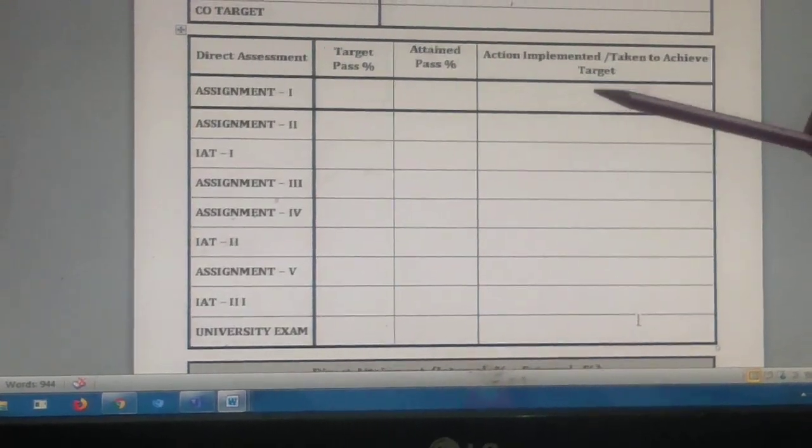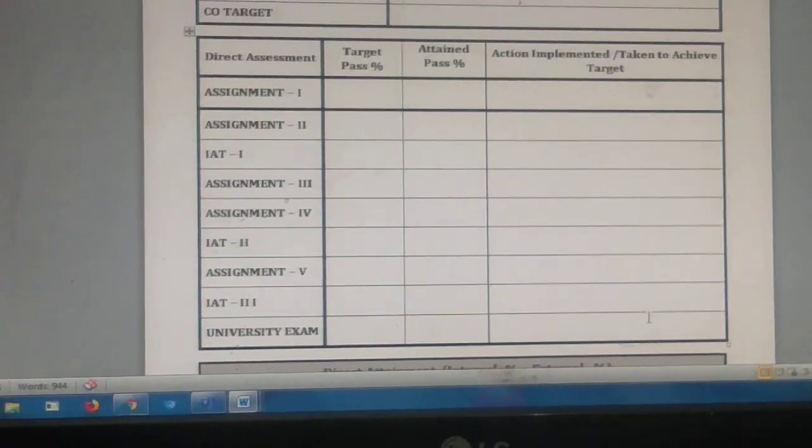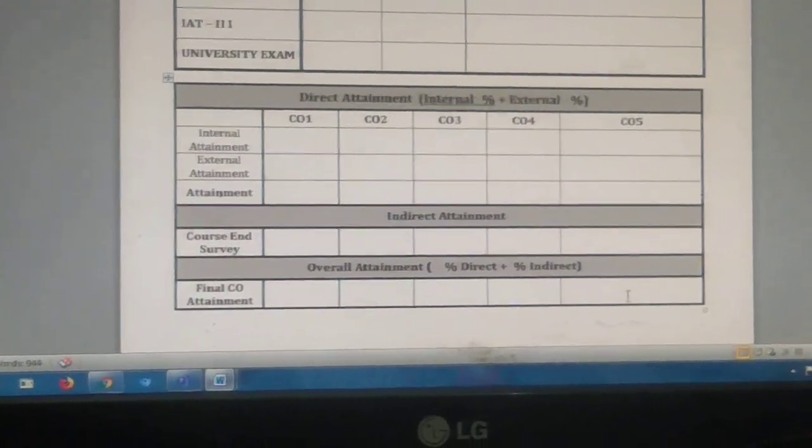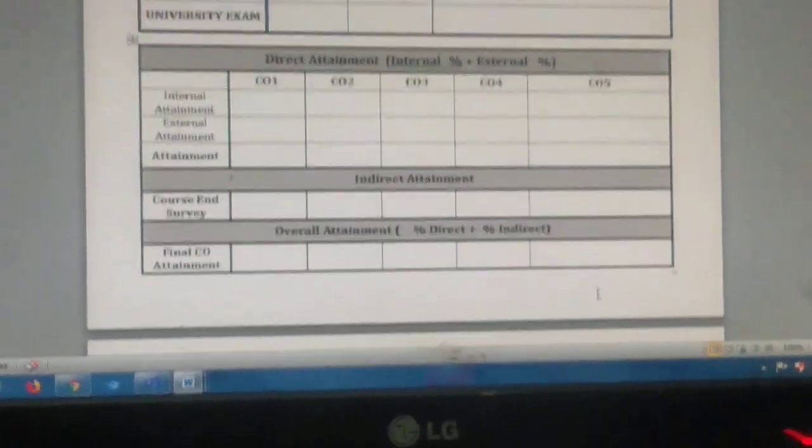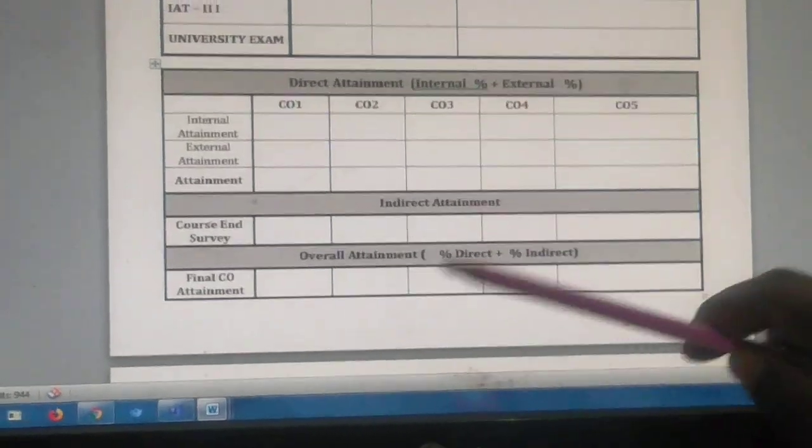So these are the actions implemented or actions taken to achieve the target. You have to write what actions you have implemented, what actions you have taken to achieve the target. Here, direct attainment.